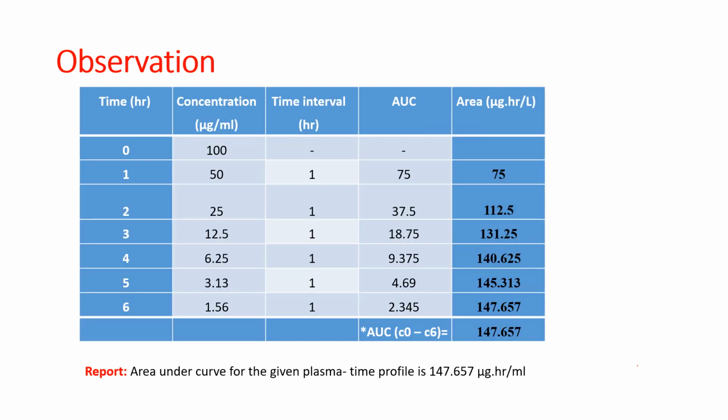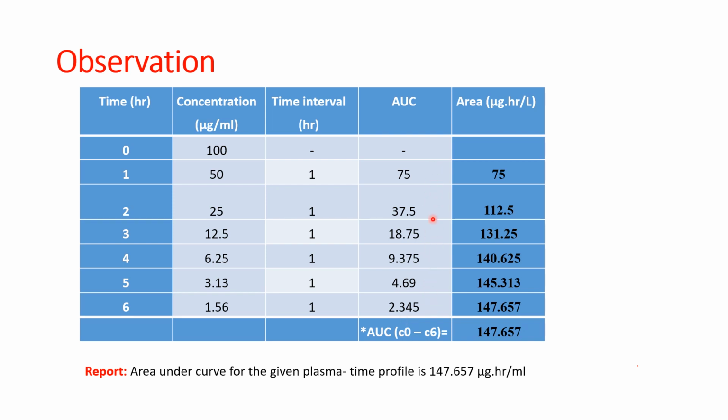This is the observation table. These are the different time intervals, and this is the concentration that we have taken. The time interval here is 1 hour. Then we have calculated the AUC of each trapezoid using the geometric formula. We have got 75, 37.5, 18.75, 9.375, 4.69, 2.345 and so on. This is the AUC of all 6 trapezoids.